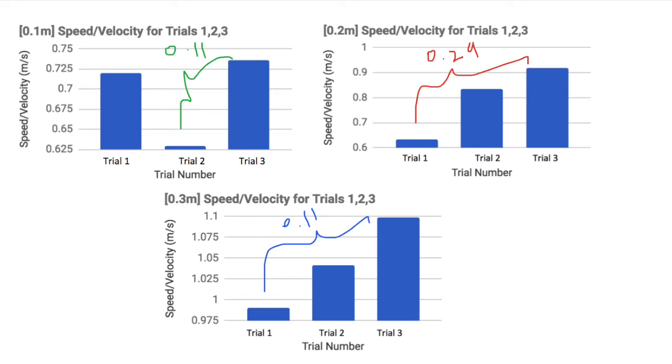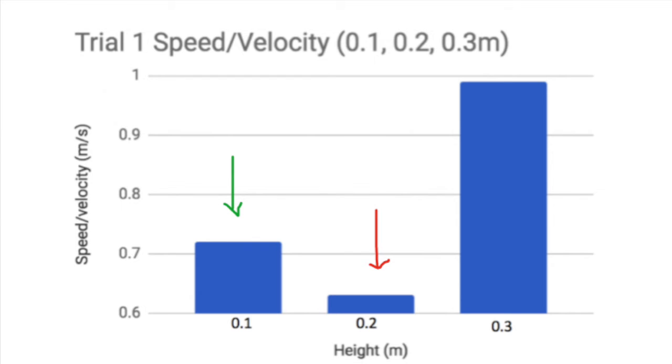Analyzing these results showed further inconsistency in the 0.2 meter trials, as the speed and velocity as well as acceleration differed more than the 0.1 meter and 0.3 meter height. In addition, during trial 1, the speed and velocity for 0.2 meters was lower than the velocity of the 0.1 meter height, which hence has affected the acceleration and time as outliers.